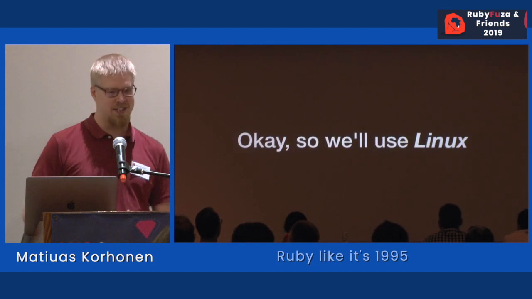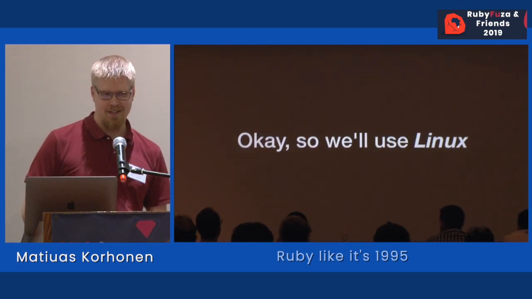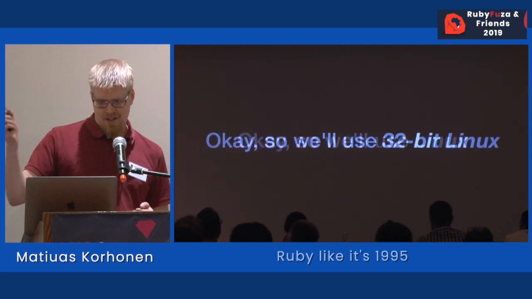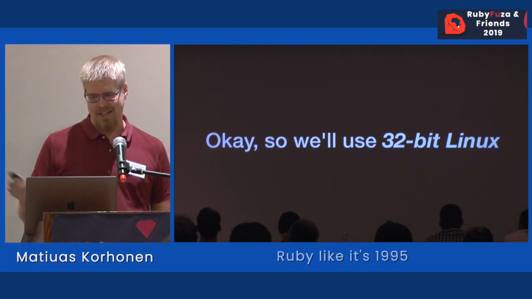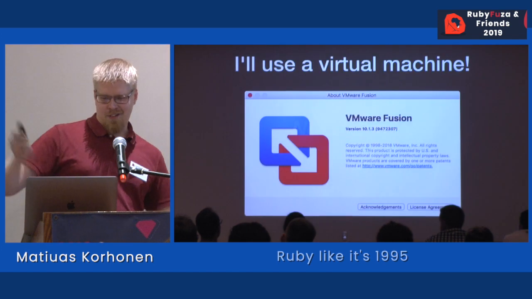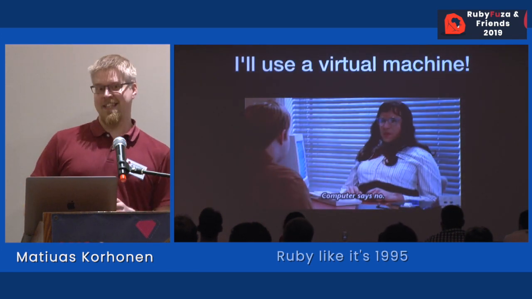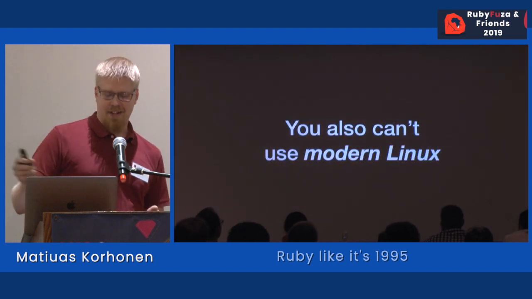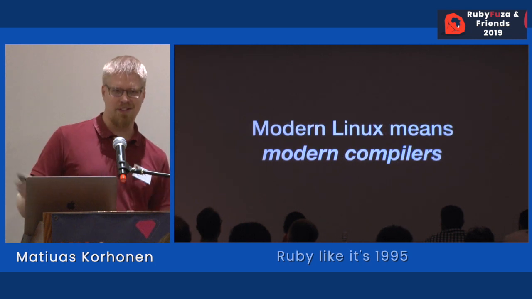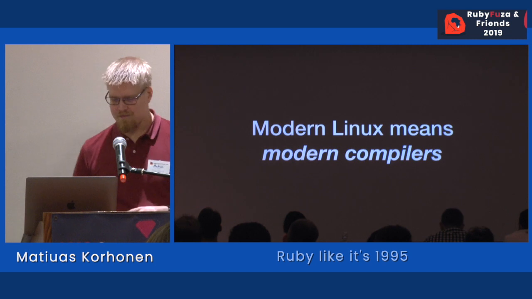Okay, I think we'll just use Linux. But we also can't use 64-bit Linux, since 64-bit CPUs weren't really a thing in 1995. So we'll use 32-bit Linux. No problem, I thought. I'll use a virtual machine. But computer says no. You also can't use a modern version of Linux, because the modern Linux means modern compilers. And this will turn out to be very important.